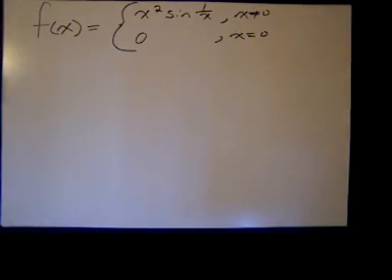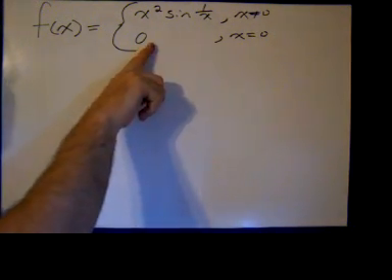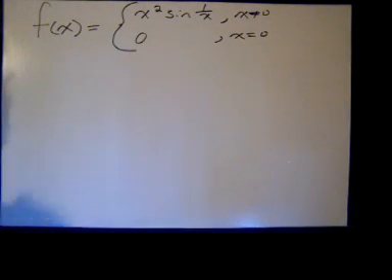So the first thing we ask ourselves to see if there's a tangent line at x equals 0 is, is the function defined at x equals 0? Well, yes, the function is defined at x equals 0. We're told right here that when x equals 0, the value of f, the y value, is 0. So it is defined.